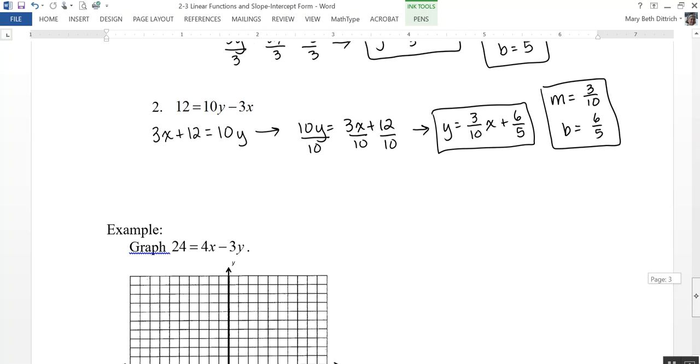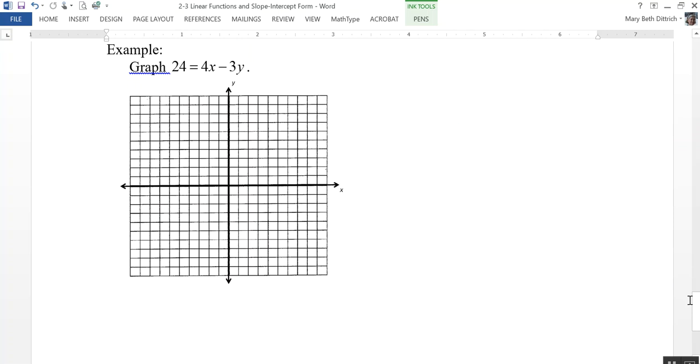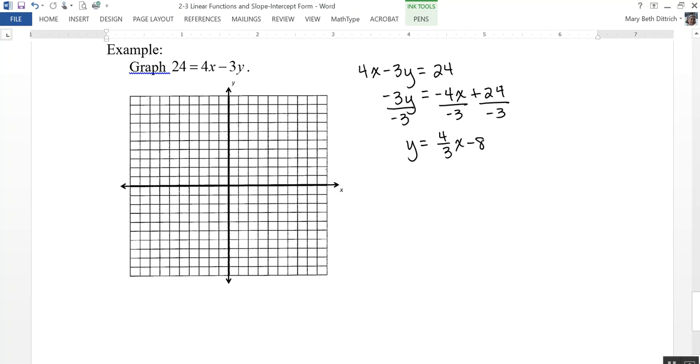And now let's take a look at an example where we have to graph an equation. So here I have the equation 24 equals 4x minus 3y. In order to graph it, I want to rewrite it in slope-intercept form. I think I'm going to start this one by flipping it around the equal sign. Okay, now let's solve for y. Let's subtract 4x on both sides. Remember, keep that term that has the x in front of the term that doesn't have an x. Okay, and divide everything by -3. So that gives me y equals 4/3 x minus 8.